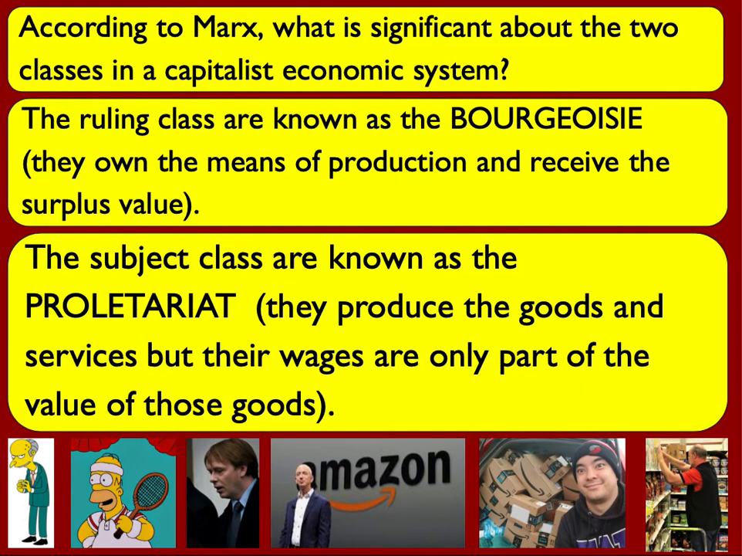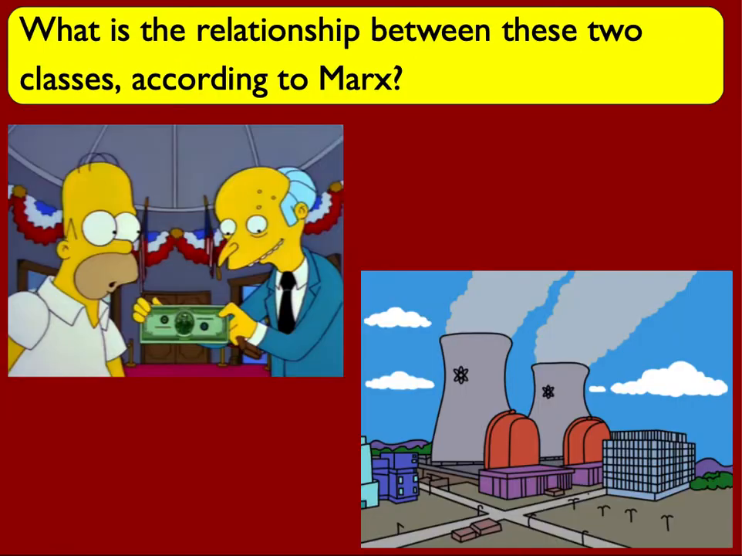This surplus value is vital to consider when we look at Marx's classification of social class. For Marx, we only have two: the bourgeoisie, who own the means of production, and the proletariat, who don't. For Marx, what is the relationship between these two classes? Then we can consider the popular television programme, The Simpsons. Mr. Burns becomes the bourgeoisie, and Homer represents the proletariat. Think about how these characters relate to each other.